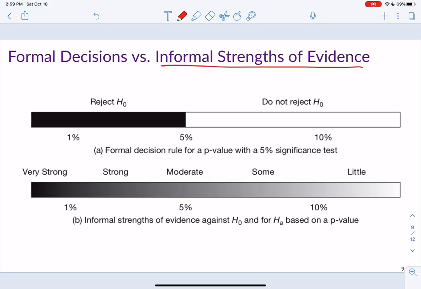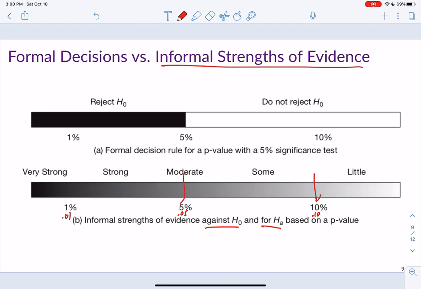So if your p-value is large, say 0.1, because if we turn these into proportions, that would be 0.1, this would be 0.05, this would be 0.01. If our p-value is greater than 10%, we would say we have little evidence against the null hypothesis and for the alternative hypothesis. Now, if our p-value is between 0.1 and 0.05, we could say that we have some evidence, or weak evidence, against the null hypothesis and in favor of our alternative hypothesis.